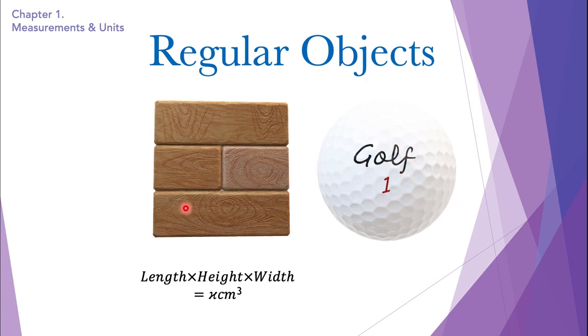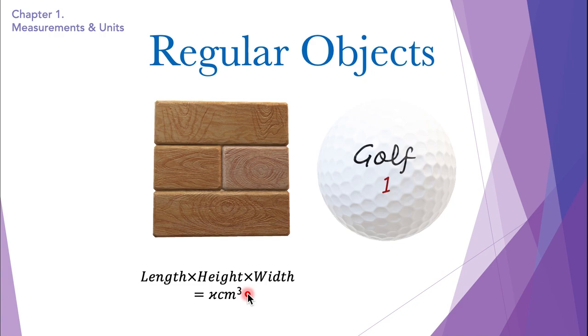But for measuring the volume of a regular object like a cube, we use this equation: length times height times width. All these quantities are taken with a meter rule or a tape measure. If the cube is very small, then we use a micrometer screw gauge or a Vernier calipers.